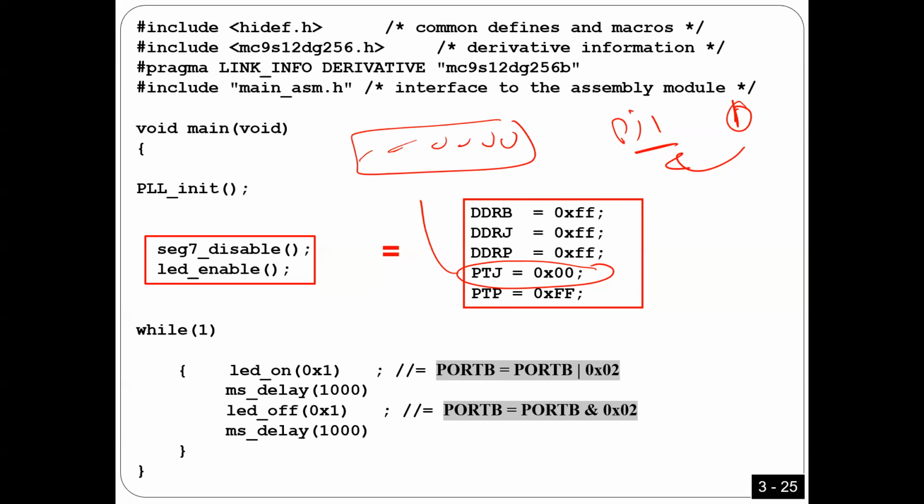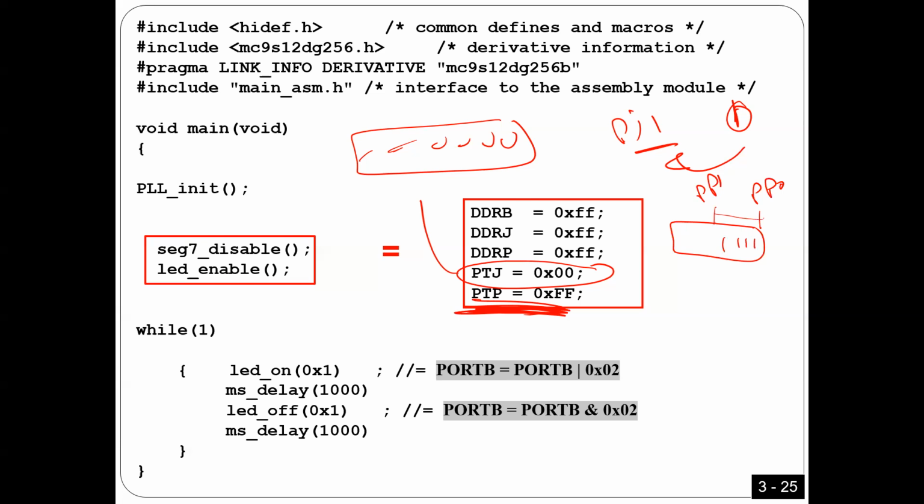Same thing I did here for port P. In port P, as I told you before, I just care about the first 4 bits, PP0 to PP3, because these are connected to the 7-segment display. So I only care about these, 1, 1, 1, 1. Just to make it easy, I just wrote 1 everywhere. However, this will be an issue in the coming lab.